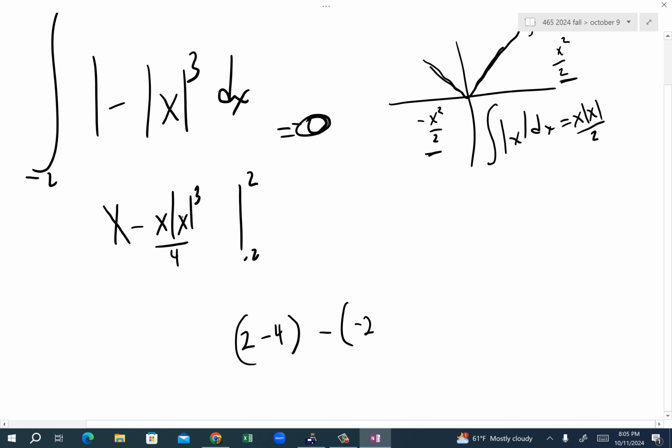This is always going to be positive 8. Then this is going to be positive 2, plus 16 fourths, so plus 4. And lo and behold, what do you get? Well, you get negative 2, and you get positive 2, and the answer is negative 4.